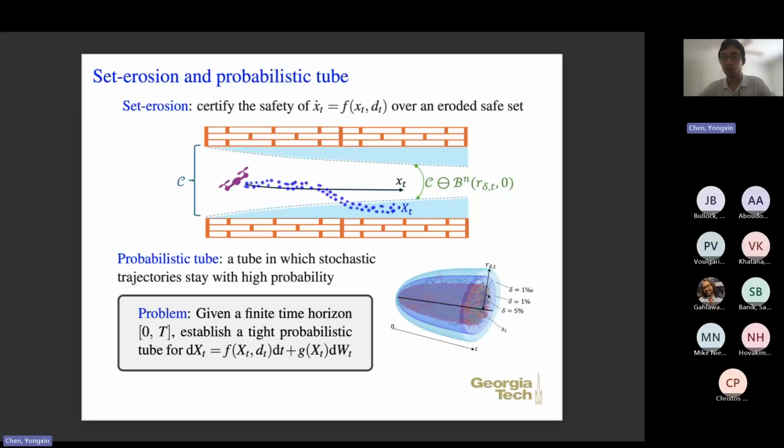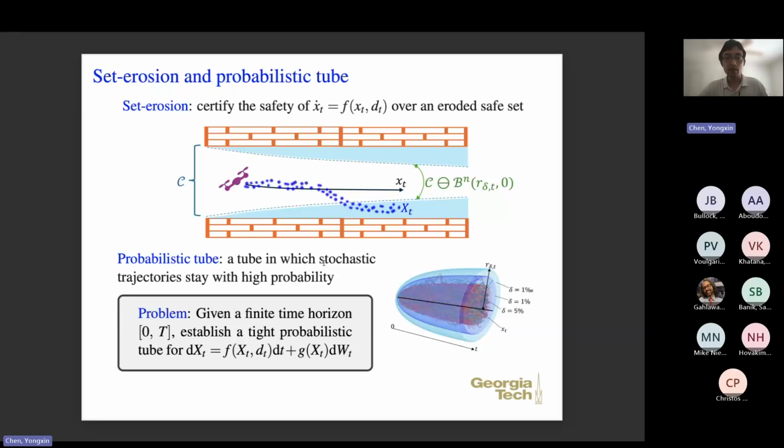If you can develop this tube, which quantifies the distance between the two trajectories on the trajectory level, then you can shrink the safe set. Let's say C is the safe set you care about. If I can shrink the safe set with this tube, and you can ensure the deterministic system is safe with this shrunk safe set, then you can basically ensure the stochastic system is safe with high probability with the original safe set. So it's the same as the separation strategy, just a different way of saying this.